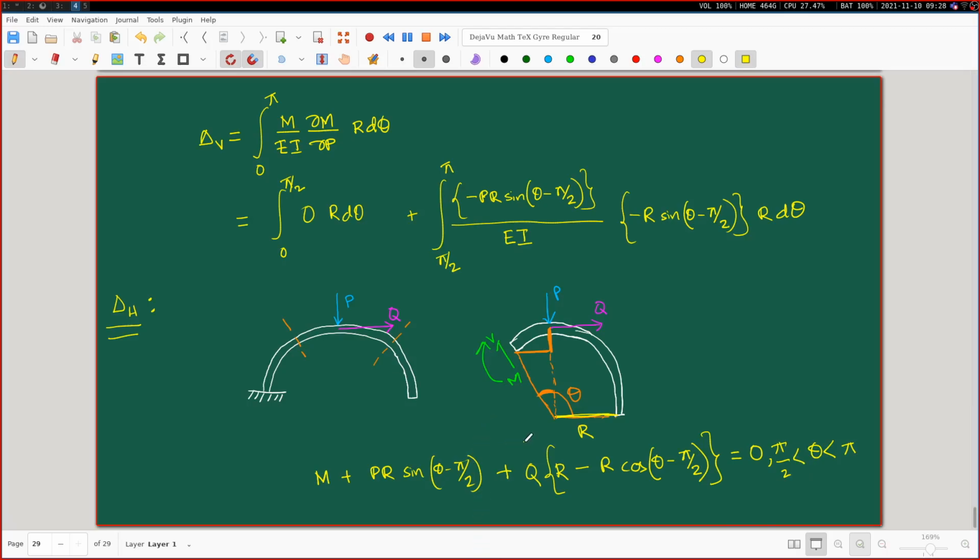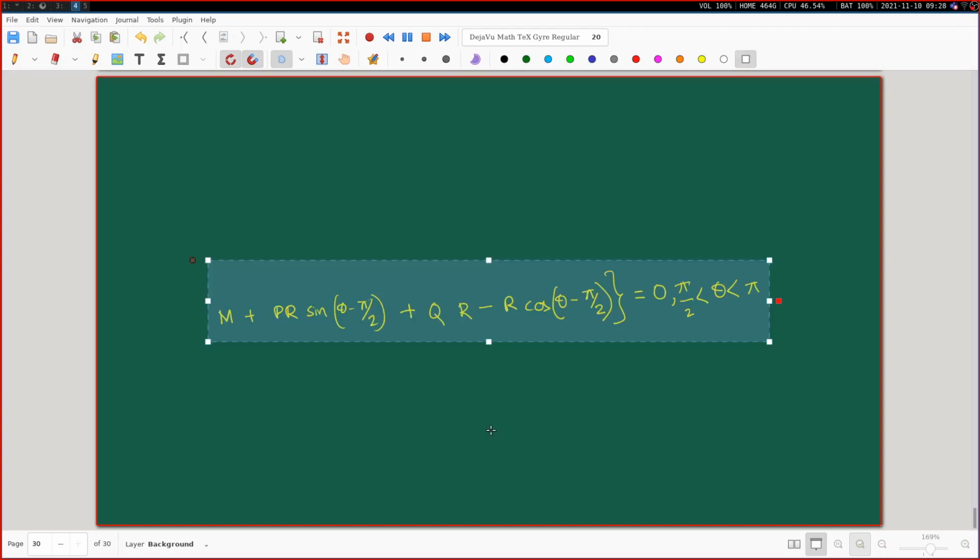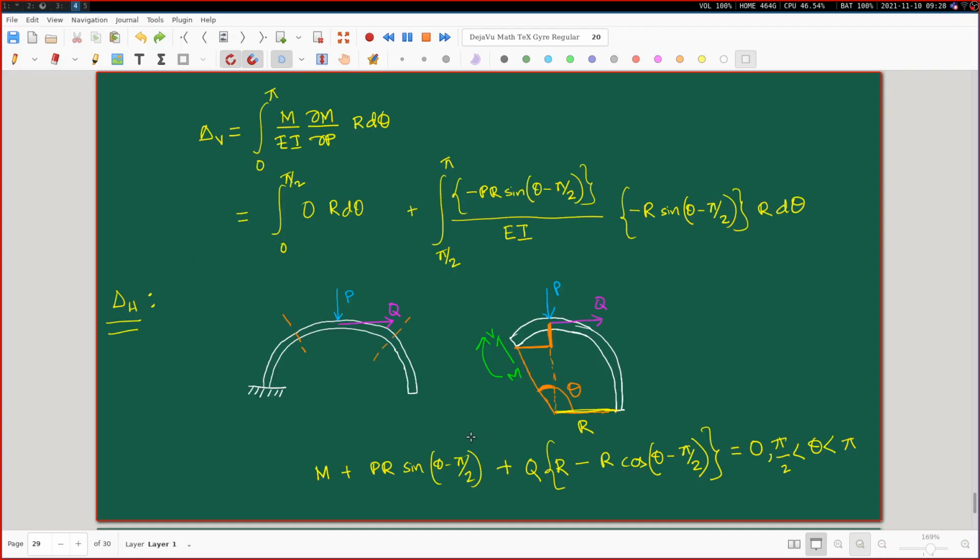Now we just have to do like before. I will take this thing just for reference in the next page. Oh, it did not get copied properly.